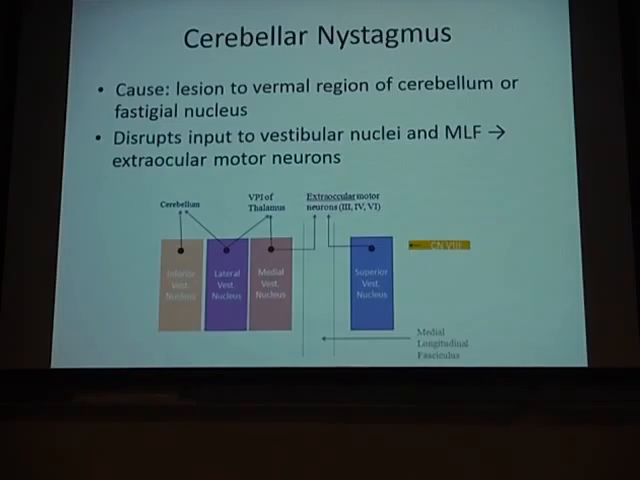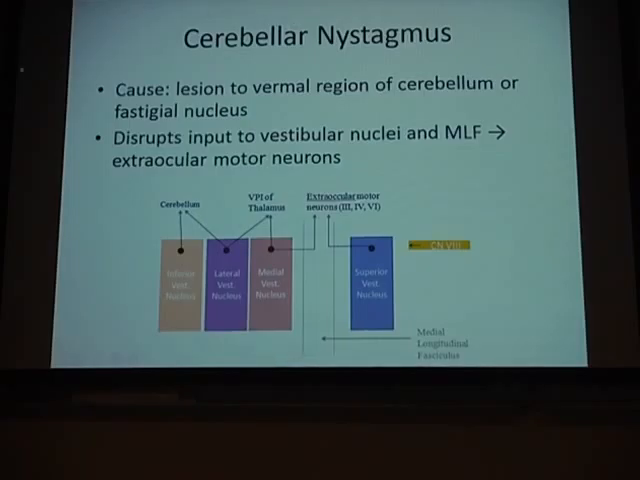Good try. The vermis is that part in the middle. So what part of that vermis is going to be receiving vestibular information? What lobe of the brain receives vestibular information? Whoa. It's not anterior, it's not posterior. What's the other lobe? Flocculonodular lobe. So what part of the flocculonodular lobe is part of the vermis?